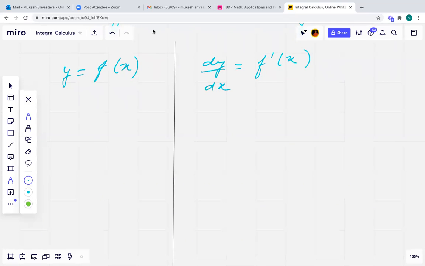Is it recording? I hope it is. Yeah, it's recording. Okay, perfect.